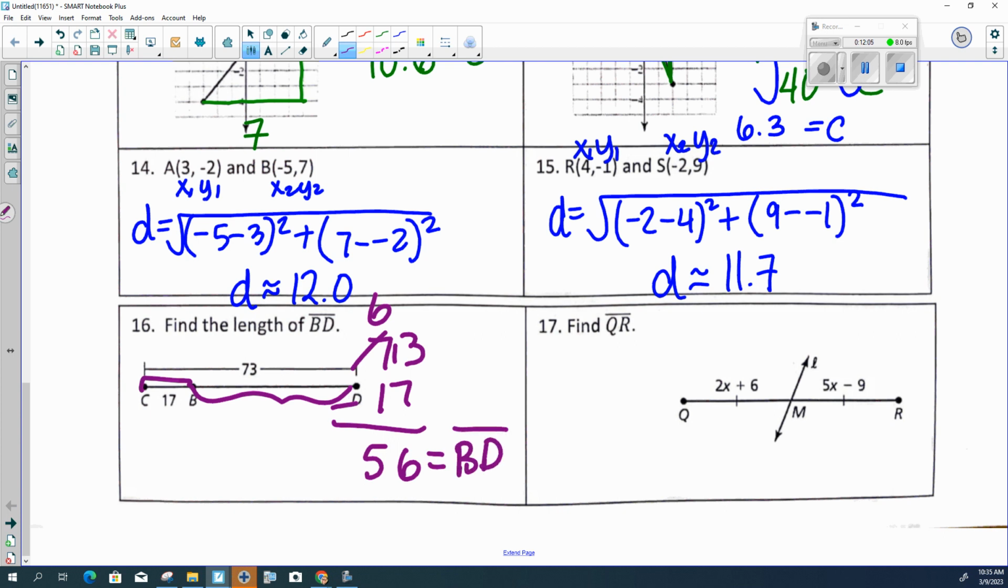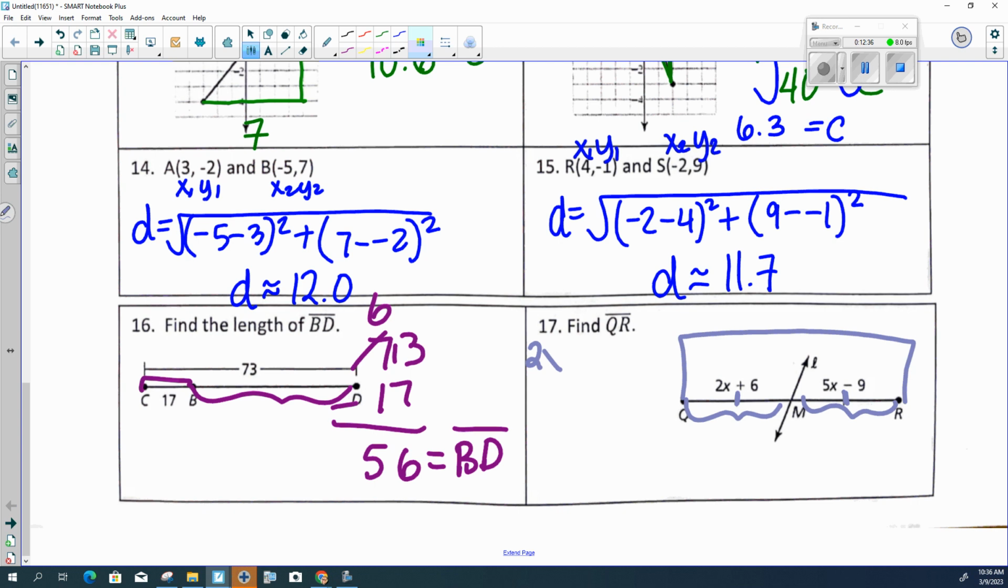Okay. This one's a little trickier, though. It's asking specifically for QR, which is the whole entire shape. And I don't even have any measurements at all. I just got these expressions. So you need to become a super sleuth, a super geometry sleuth. These little dashes in geometry mean that these two pieces, QM and MR, are equal. They are congruent in measurements.